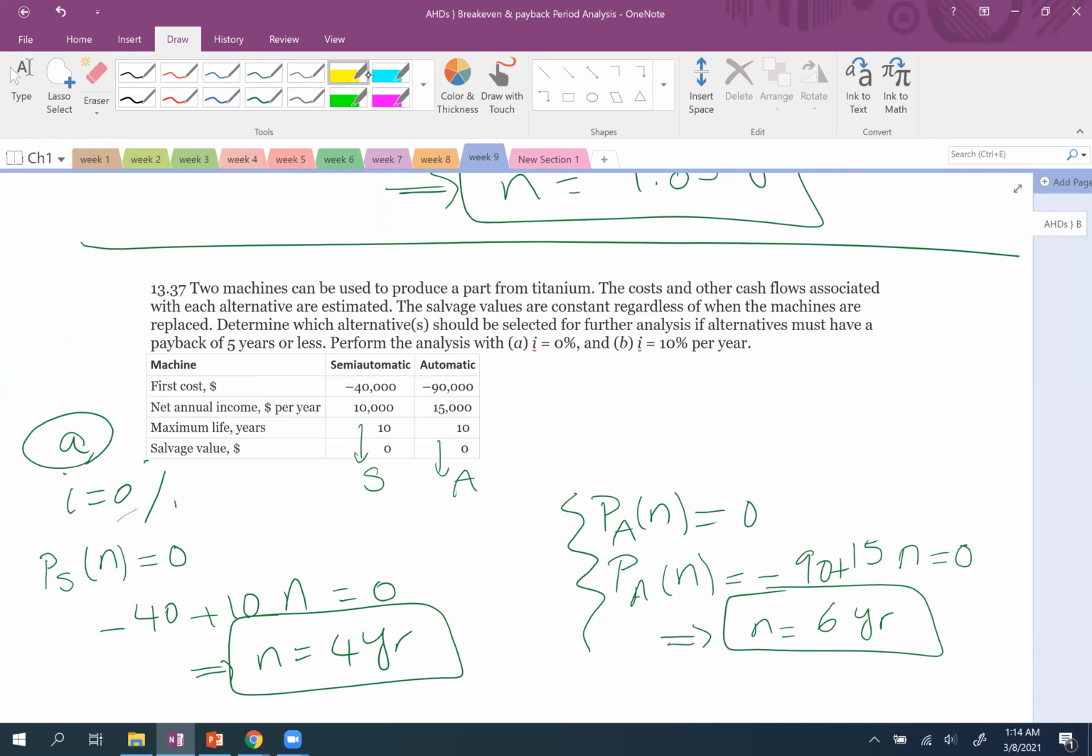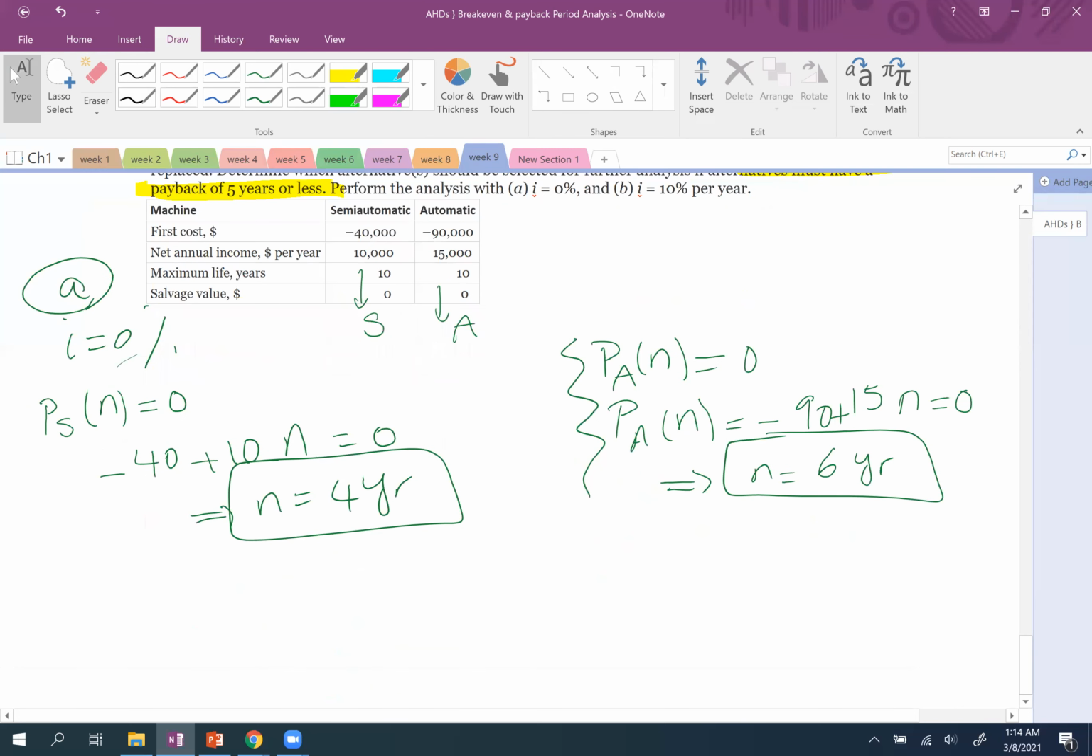But in this question, they said alternatives must have a payback period of 5 years or less. So 6 is greater than 5. Therefore, you will not select alternative A. Alternative S, semi-automatic, will be selected because it has its payback period within the requested window of 5 years.